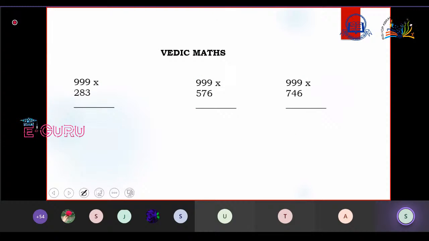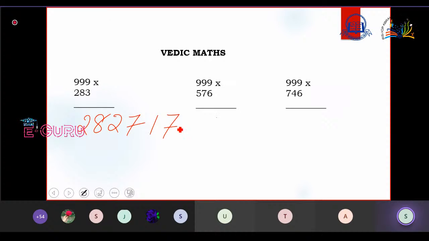283 into 999 means the first part will be 282, 1 less than 283. The second part will be 9 minus 2 is 7, 9 minus 8 is 1, and again 9 minus 2 is 7. So we are just subtracting each digit from 9 to get the second part and the final answer.